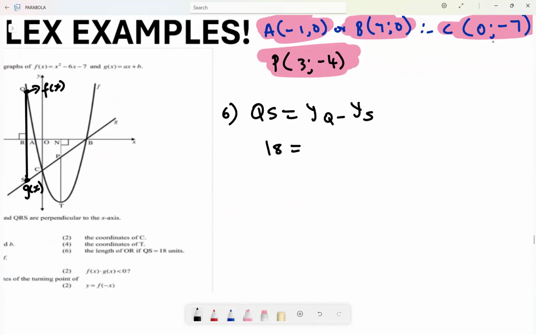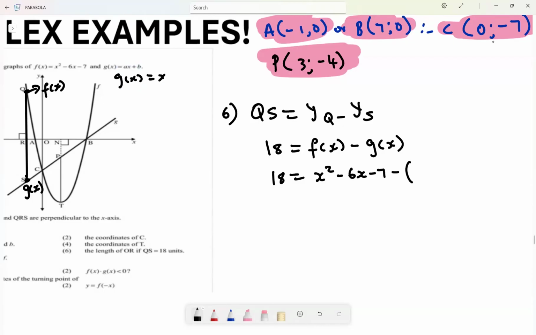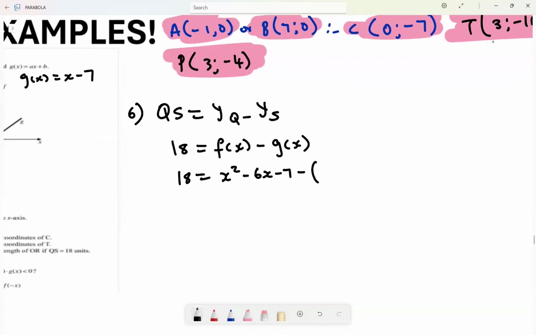So it tells me that the graph at Q is f of x minus the graph at S. When y is equal to S, it is g of x. And then I'm going to say 18 is equal to f of x, which I know is x squared minus 6x minus 7, minus g of x. Remember, we got g of x equal to x minus 7. So we're going to say x minus 7.